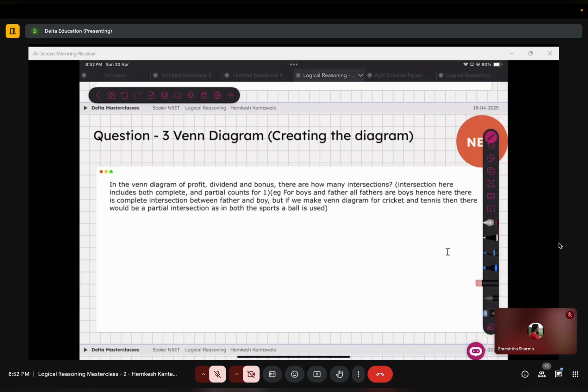Now, this question is from creating the diagram. Again, take a minute and draw the diagram. Try to draw the diagram and tell me how many intersections are there.